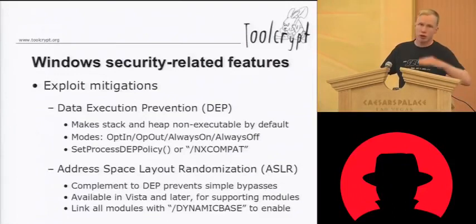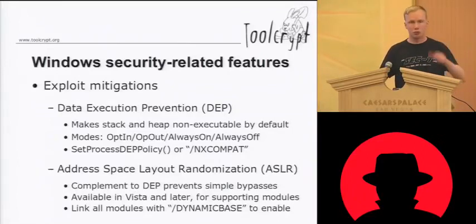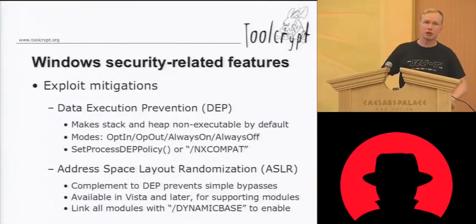I won't go through which systems have which policy, but there are different policies like opt-in, opt-out, always on, always off. Always on, always off are self-explanatory. Opt-in means that a process needs to be DEP aware and say, I support this, please enable DEP for my process. Opt-out means that it's used for all processes except for certain processes that are on an exclusion list.